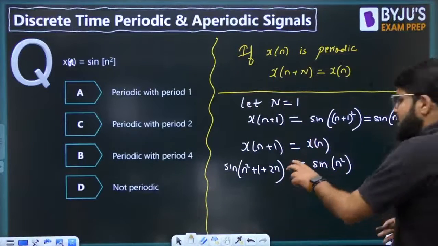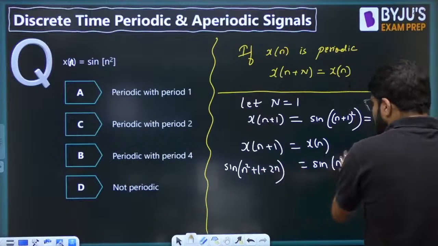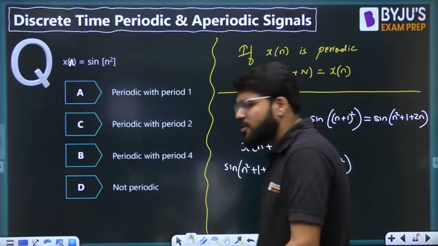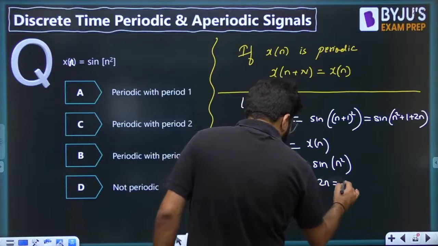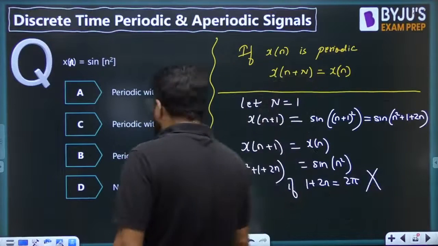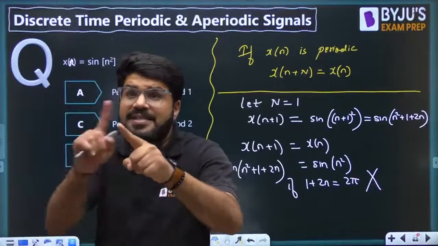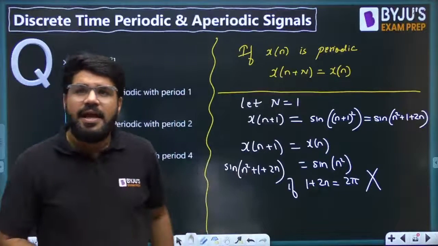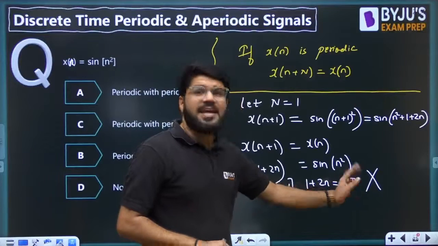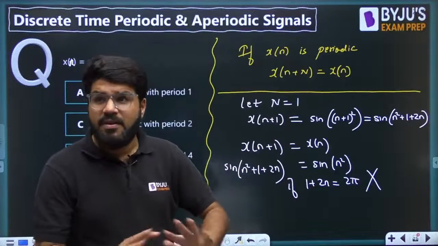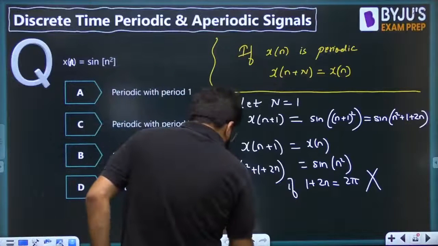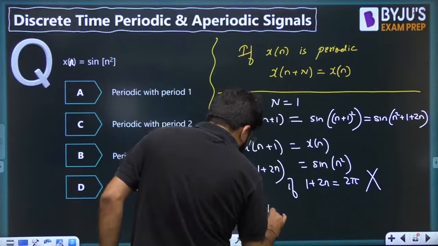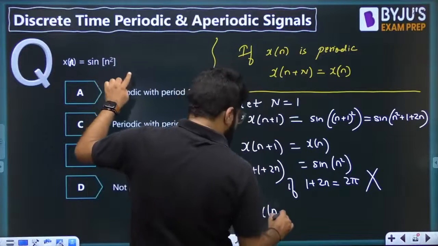Okay. So is sin of n square plus 1 plus 2n equal to sin of n square? That is only possible if 1 plus 2n is equal to 2 pi, but that is wrong. In the discrete time domain, n is an integer. So 1 plus an integer can never be equal to pi, or 2 pi. This is wrong. Similarly, x of n plus 2.